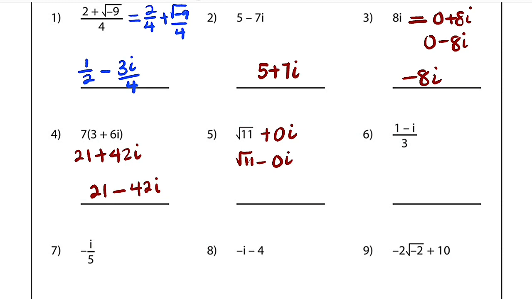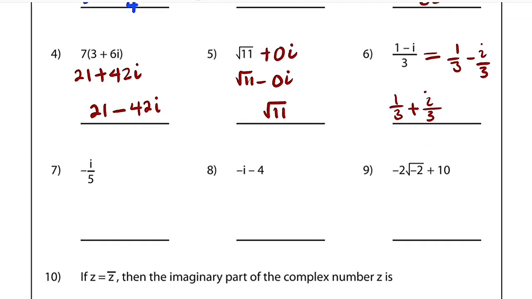But this is also the same thing as square root of 11. So the conjugate will be square root of 11. You can see that when the imaginary part is absent, both the complex number and its conjugate are all the same. So moving on to question number 6, this can be split as 1 divided by 3 minus i divided by 3. Therefore, the conjugate will be 1 divided by 3 plus i divided by 3.